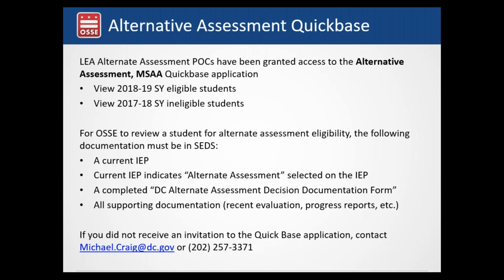Again, for the 18-19 school year, students that were found eligible last year will automatically be determined eligible for this year. LEAs will not have to complete a new application packet or determine new eligibility for the alternate assessment again this year. We can go to the next slide.